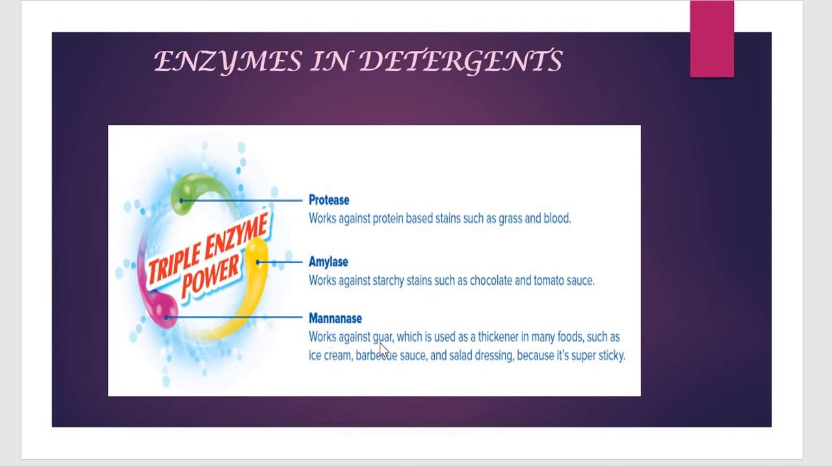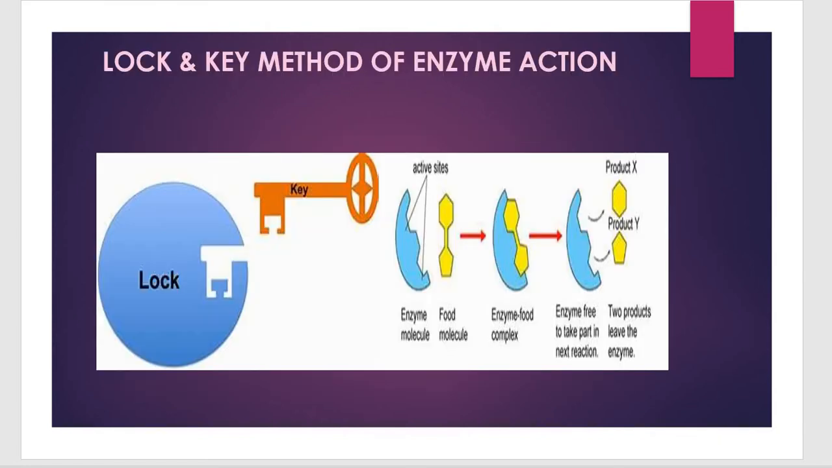Mannanase works against gum, which is used as a thickener in many foods such as ice cream, barbecue sauce, salad dressing, because it is very sticky. उसको भी decompose करने के लिए some enzymes are required in detergents along with the detergent's own chemicals. Okay. So in all this slide, you have noticed that enzymes are not only required in our body, enzymes work in our entire life. Now how do enzymes work?